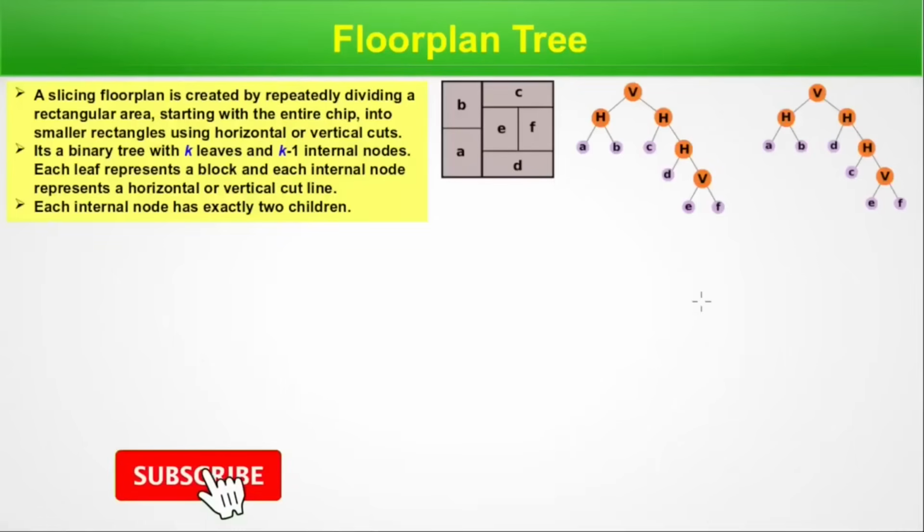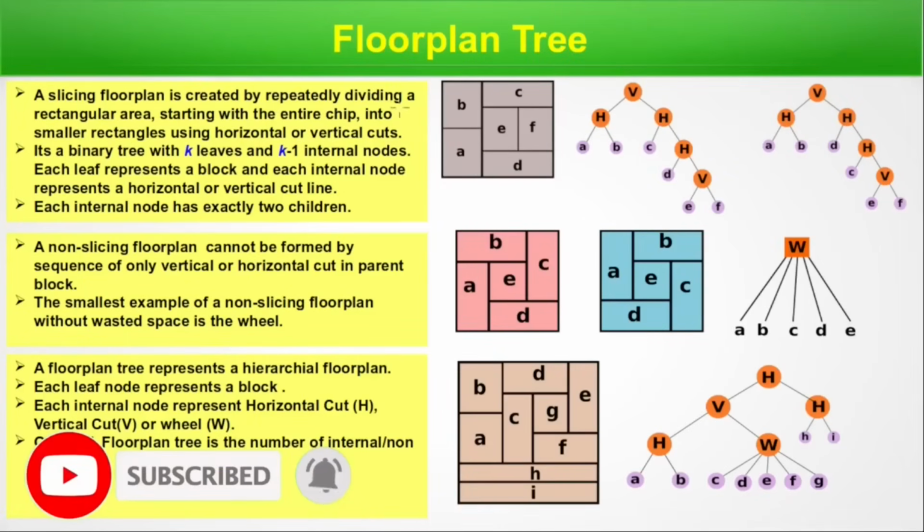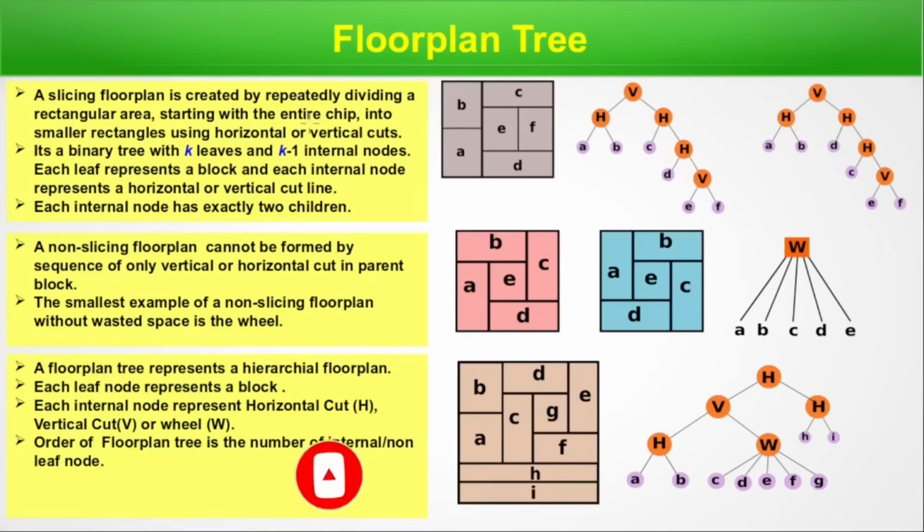Now floor plan tree. A slicing floor plan is created by repeatedly dividing a rectangular area, starting with the entire chip, into smaller rectangles using horizontal or vertical cuts. These are the methods. This is the total area. If we cut with this line, this area is there and this area is there. Again, if we cut here, we get two rectangular blocks. And if this area we cut like this, here is one zone, another zone. In this zone we can cut using another line. And finally this zone we can cut like this. So it's a slicing of the total floor plan. It's one of the ways of doing floor plan.